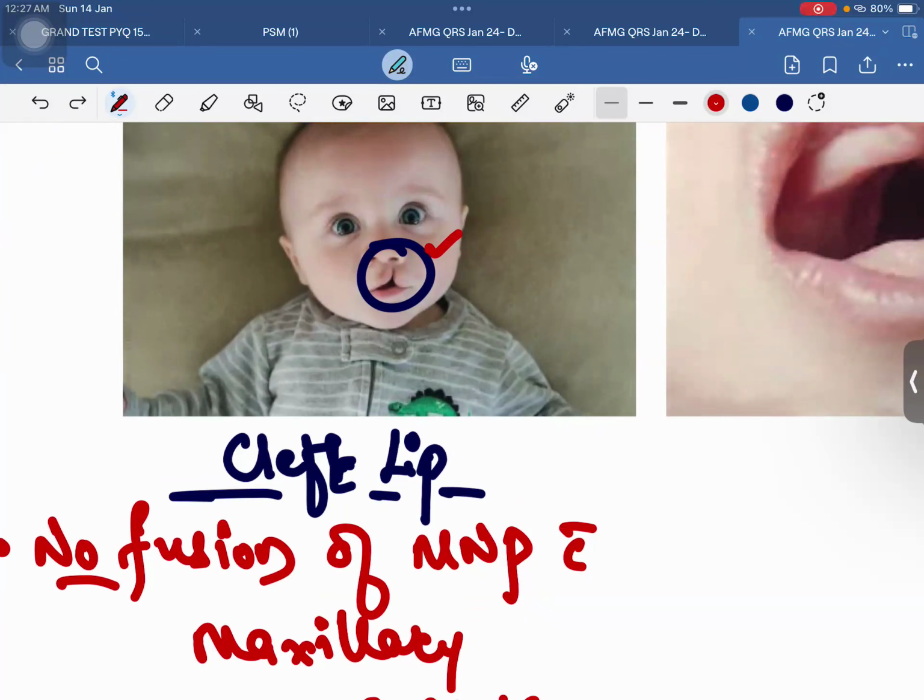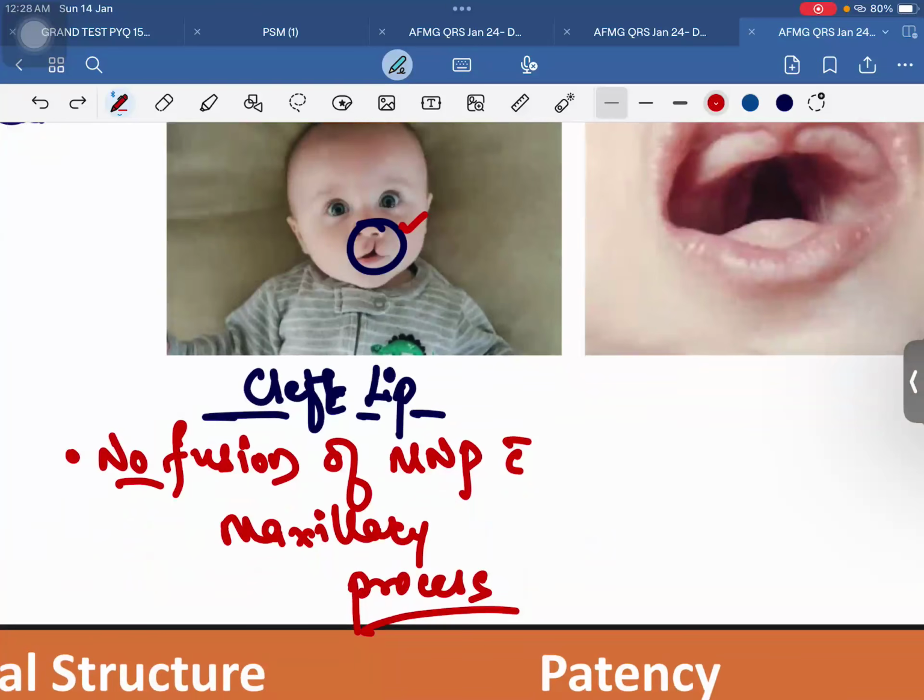When both the medial nasal processes do not fuse with each other, that leads to formation of a medial cleft lip exactly in the center. But if there's a lateral cleft lip, which is shown in the picture, it is due to inability of fusion of the medial nasal process with the maxillary process.